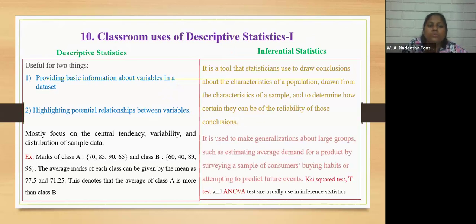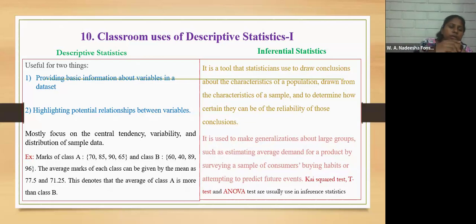Descriptive statistics are useful for 2 main things. That is, it provides basic information about variables in a data set. And also it highlights potential relationships between variables. So under descriptive statistics, we consider central tendency measurements, variability measurements, distribution, standard distribution, mean distribution. Those are the things we discuss under descriptive statistics.